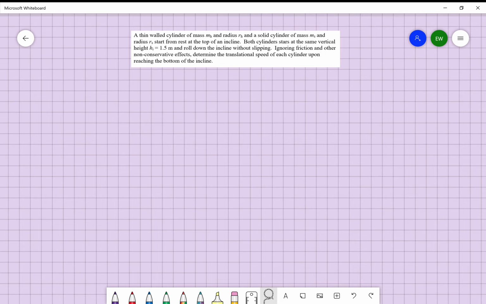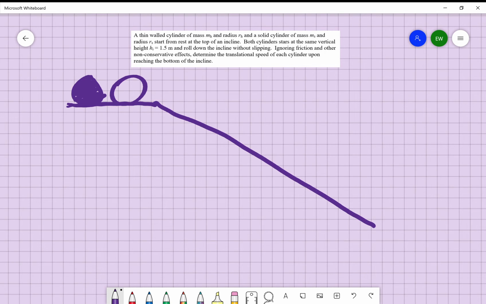So let's do an example problem. A thin-walled cylinder of mass m_h and radius r_h and a solid cylinder of mass m_s and radius r_s start at rest at the top of an incline. So I have an incline. I have a solid cylinder and a hollow cylinder, and they roll down a hill. Ignoring friction and non-conservative effects, determine the translational speed.